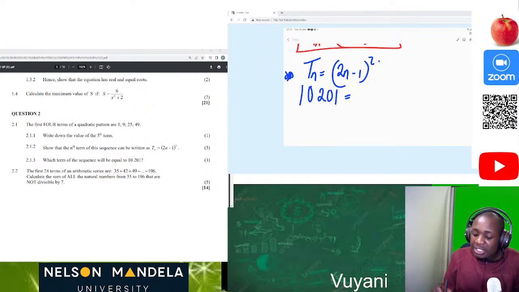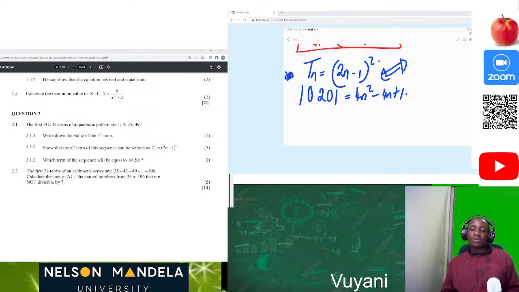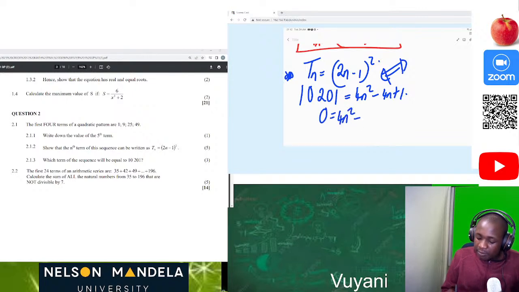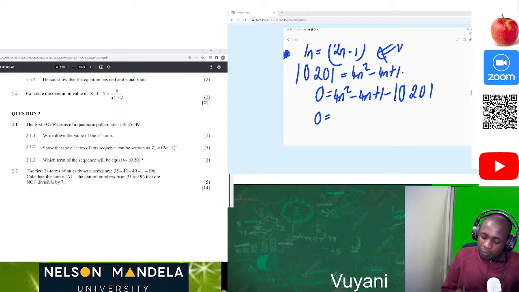But bear in mind that initially we had 4n squared minus 4n plus 1. Then we can definitely solve it using this method, or you can use the old way and just use your sets, and you will still get the same answer. But I'll just do two options. This is option A: 0 is equal to 4n squared minus 4n plus 1 minus 10,201. Then 0 is equal to 4n squared minus 4n minus 10,200.